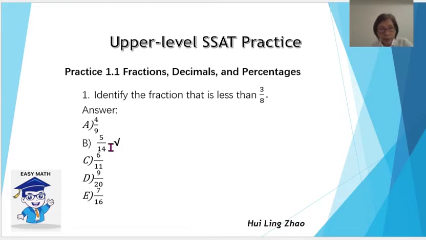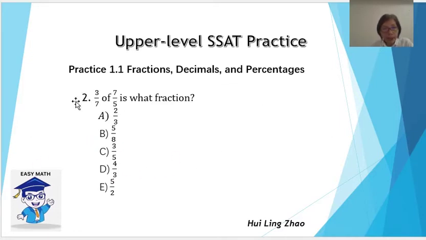The answer is B. We use the same way to check C, D, E, right? Because we get B is correct, so this is the unique answer, right? So we can choose B. The answer is B. And next, number 2.